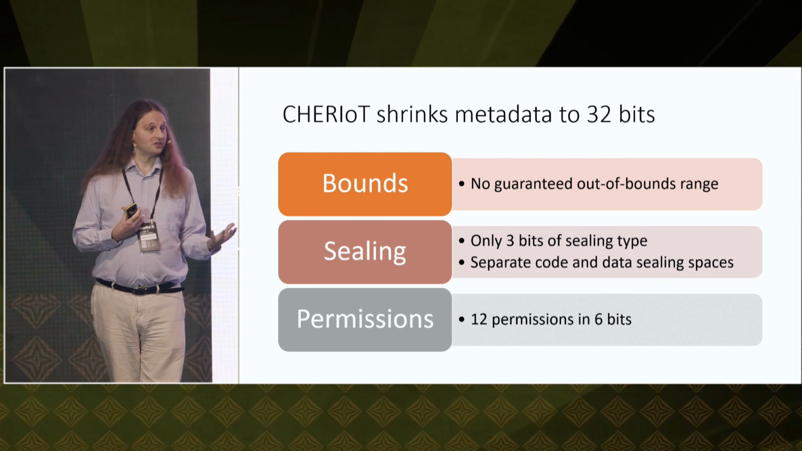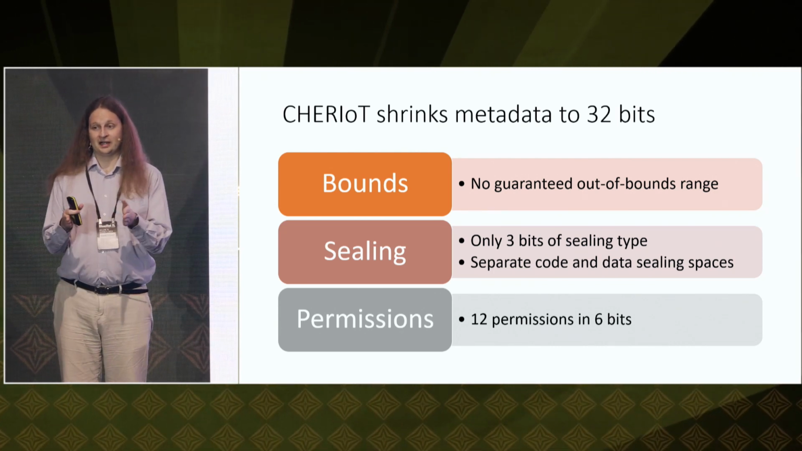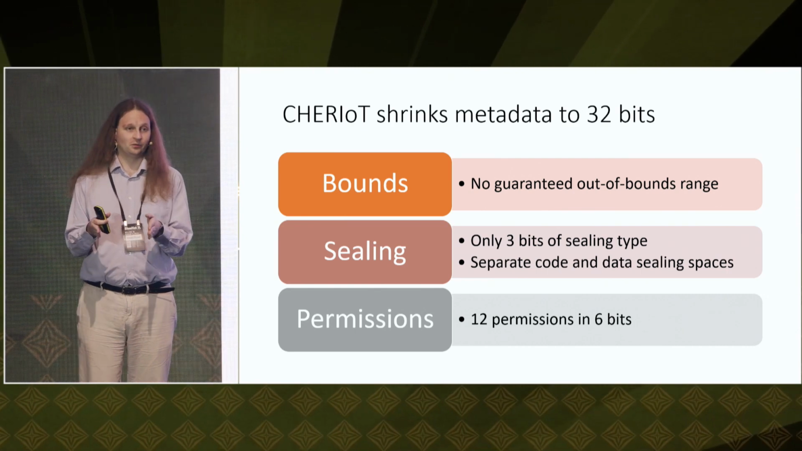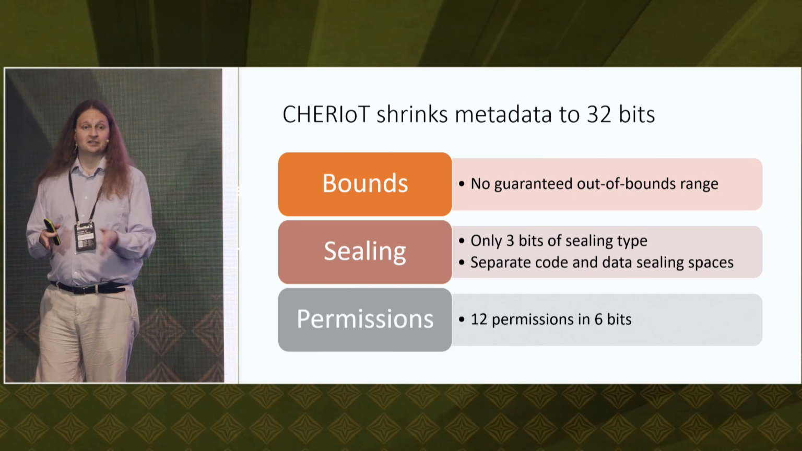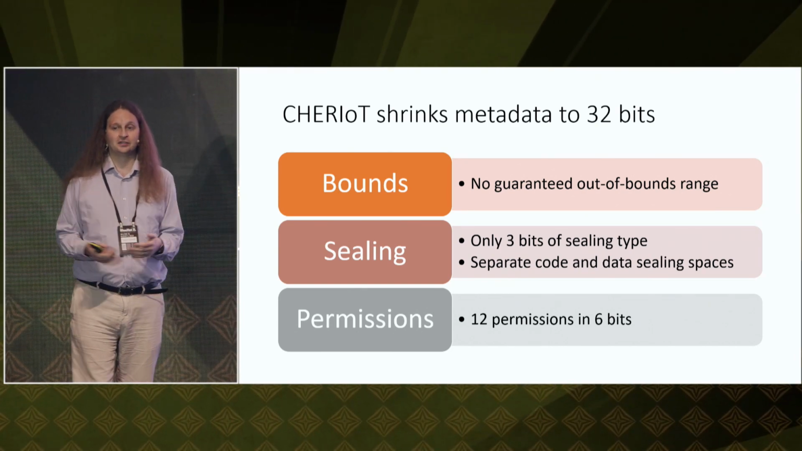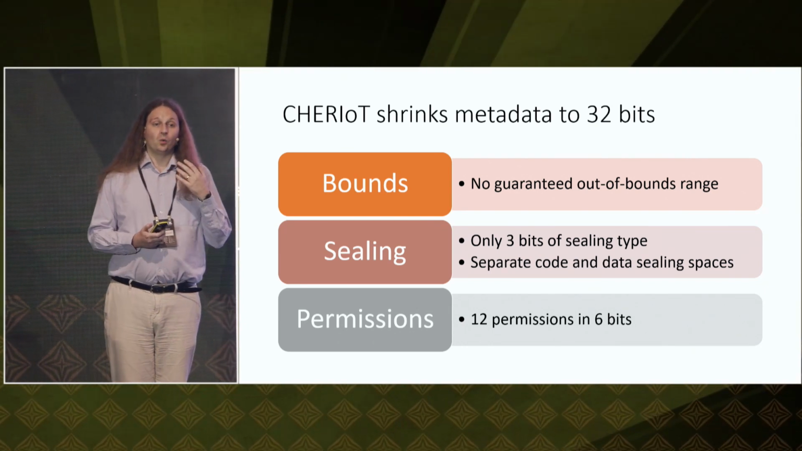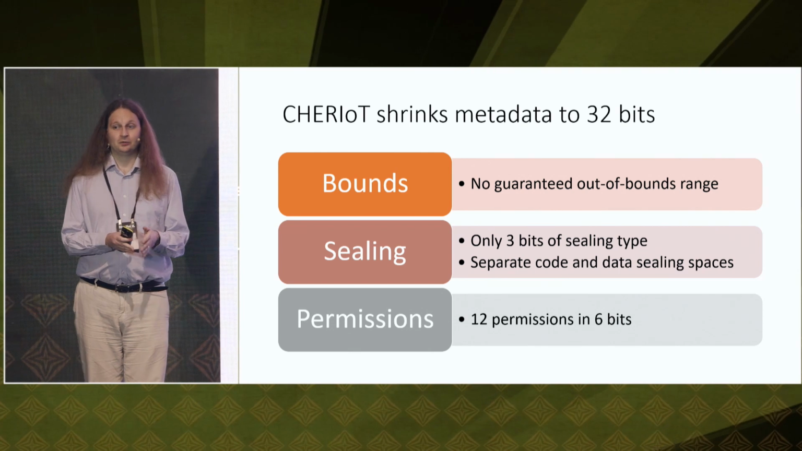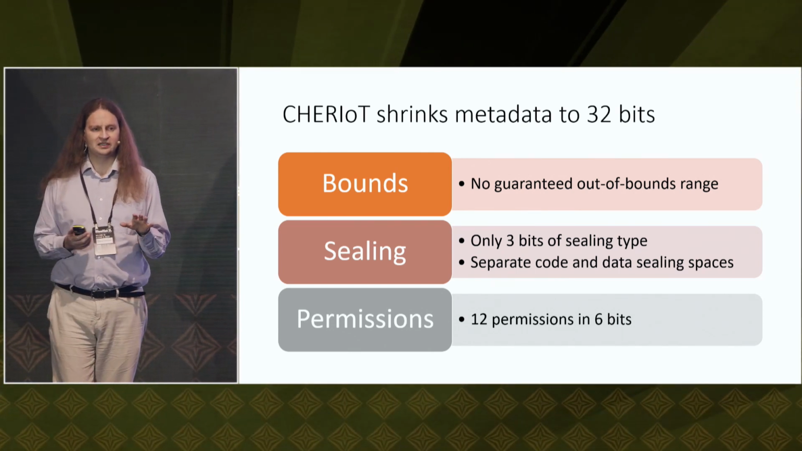When you start with a CHERI system, you have your normal address in a pointer. So if you've got a 64-bit system, you've got a 64-bit address field, and you double that. So you've got 64 bits available for metadata, and that lets you encode the base and the permissions and all the other nice stuff. When you shrink it to 32 bits, you also halve the metadata size. And some of those things scale reasonably well.